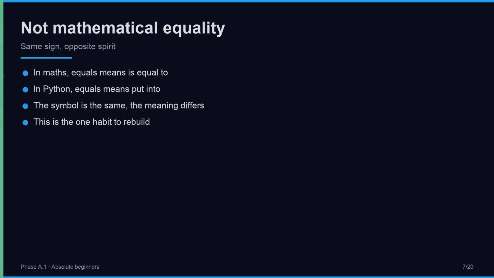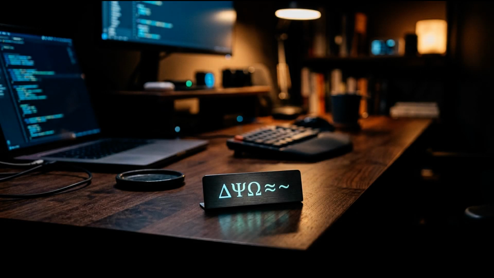Here is the source of nearly all beginner confusion with the equals sign. In mathematics, equals is a statement. It claims 2 things are already equal. In Python, equals is an instruction. It tells the computer to put a value somewhere. The symbol is identical, but the meaning is opposite in spirit. One describes a fact, the other performs an action. Knowing this single difference saves you from most assignment mistakes. Same sign, opposite spirit.